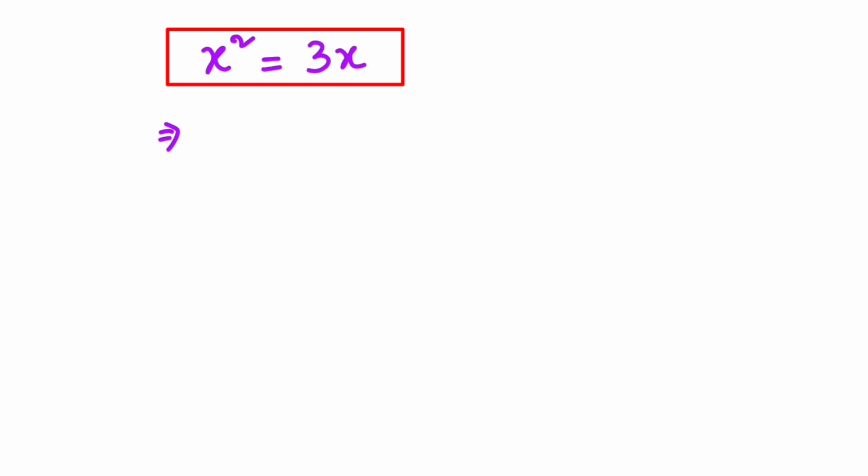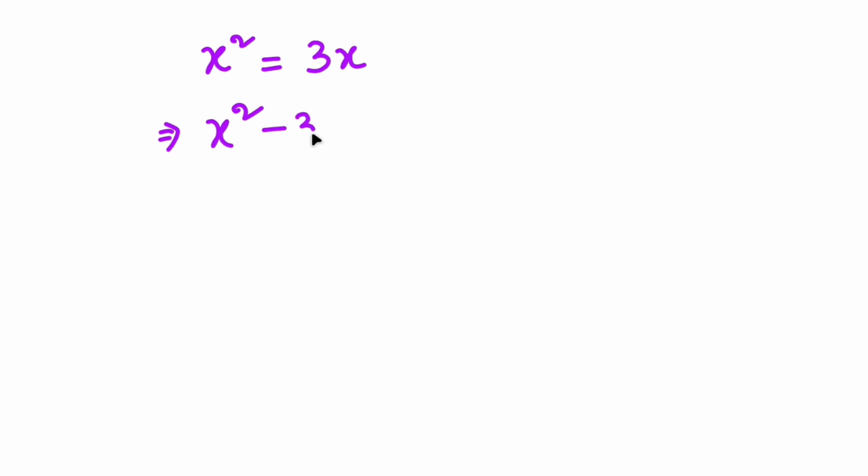This simplifies our terrifying problem into a super simple one. x square equals 3x. Now it's very easy. We can take this 3x to the left side. So x square minus 3x equals 0. Now take x common. So x into x minus 3 equals 0.